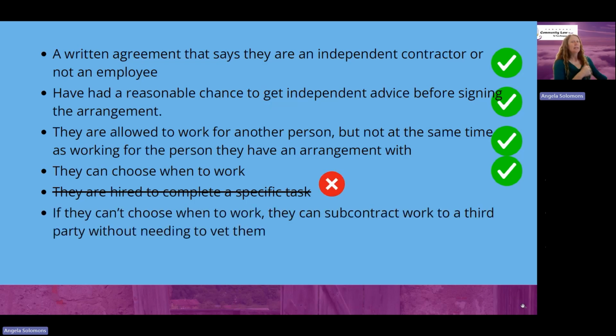If they can't choose when to work, they can subcontract to a third party, which means that somebody else could do the work for them if they were needed to do it at a specific time or place. And so we think, yep, this is one of the criteria.